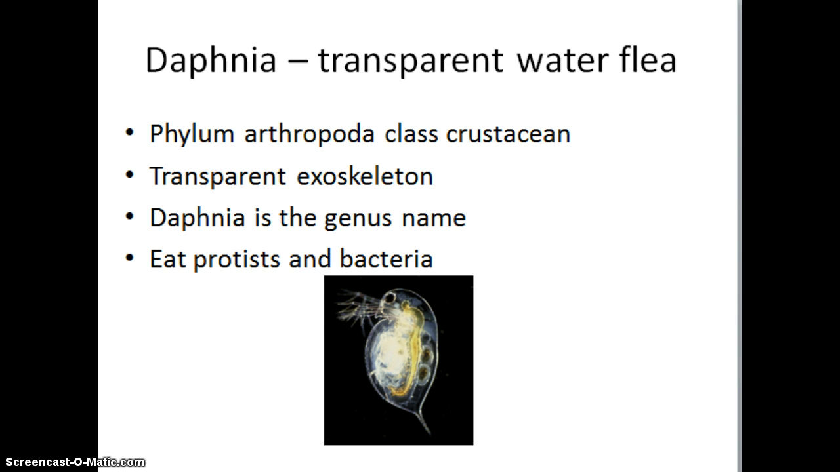So this Daphnia has a transparent exoskeleton, which makes it a really great subject to study in laboratories because you can see the organs of the Daphnia very clearly due to its transparent external shell. If we looked at the Daphnia under the microscope, we could see the heart beating, the brood sac with the eggs, and the intestines very clearly, which is one of the reasons why Daphnia is studied in science labs, not just for students, but for researchers as well. Daphnia eat protists and bacteria.